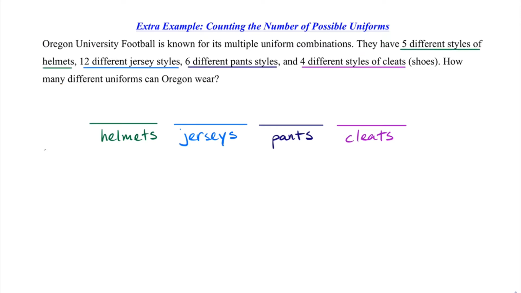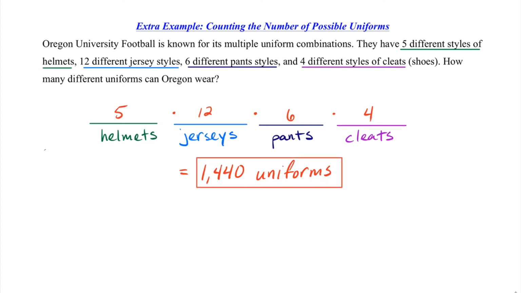If we're okay with that, we were told that we have 5 different styles of helmets to wear, 12 different jerseys that we can choose from, 6 different pants, and 4 different cleats that we can choose from. Multiplying all those one more time, just like we did previously, we end up with 1,440 different uniforms that we can wear as an Oregon University football player. And that means we're all set using our multiplication rule of counting.